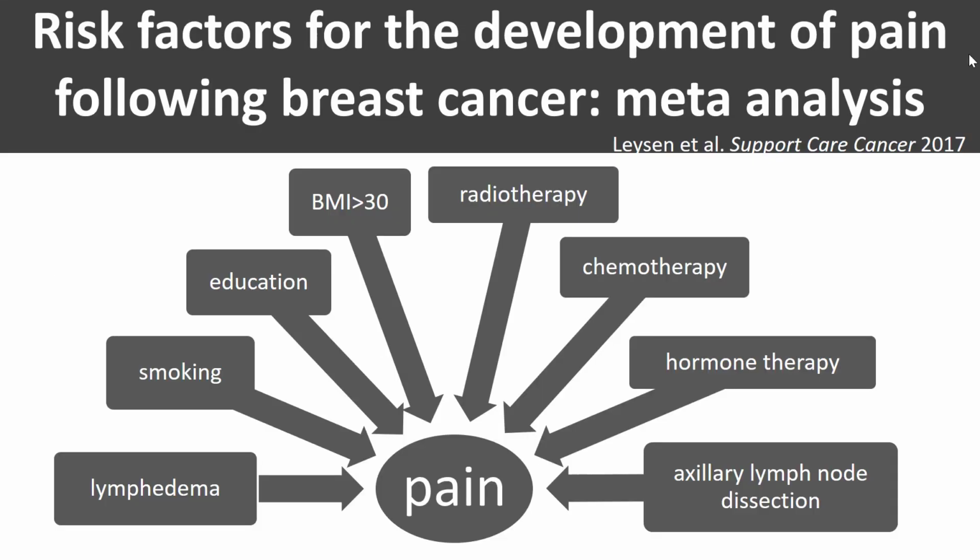The close link between many of the cancer treatments and the occurrence of pain in breast cancer patients and breast cancer survivors was recently confirmed in a meta-analysis conducted by Leysen, and this slide summarizes the main findings, further confirming the role of radiotherapy, chemotherapy, hormone therapy, but also, of course, in the breast cancer patients, confirming the role of lymphedema and axillary lymph node dissection, which of course are closely connected to one another. Of course, meta-analyses are limited to the available scientific literature in that area.